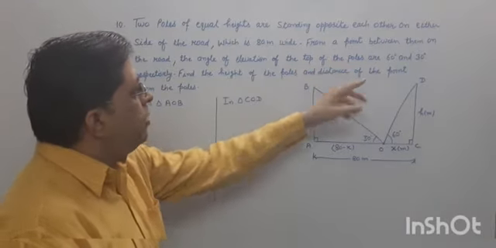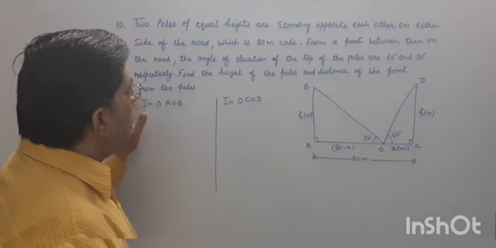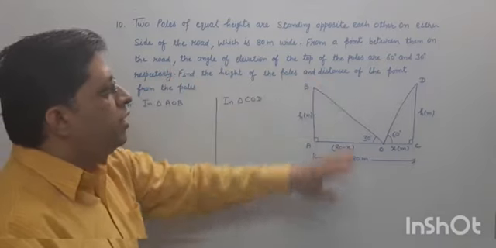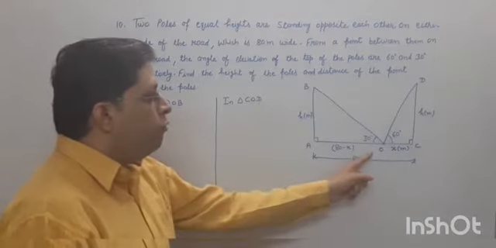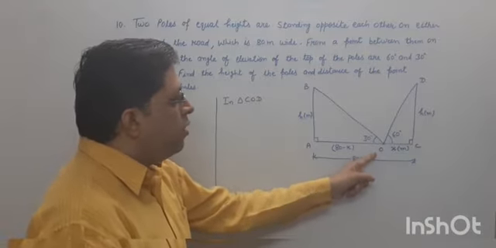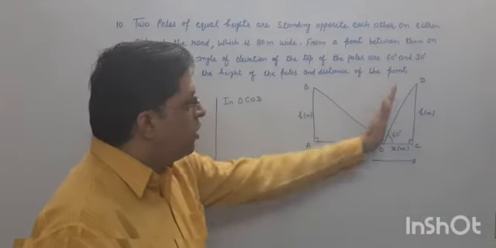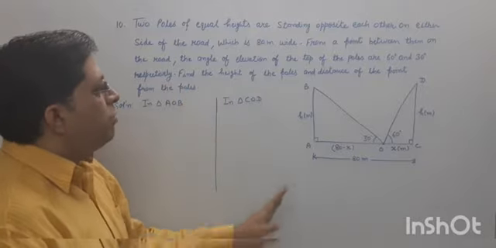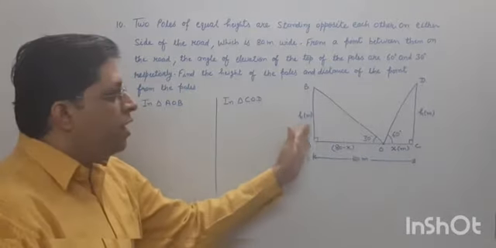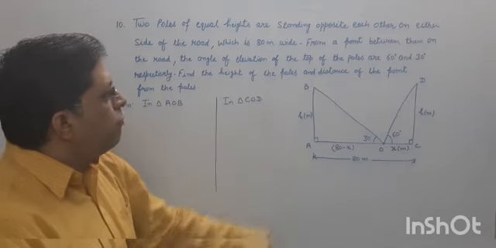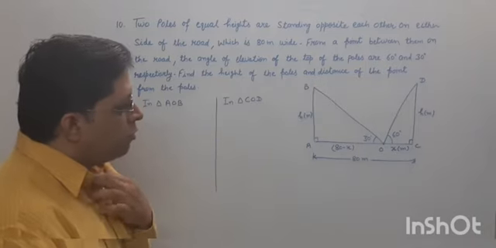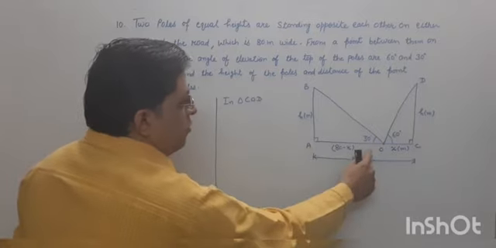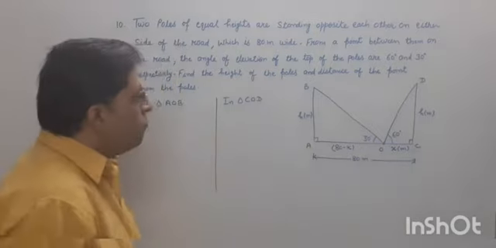From a point between them on the road, the angles of elevation of the tops of the poles are 60 degree and 30 degree. Take one point O; the angles of elevation are given to you as 60 degree and 30 degree respectively. Find the height of the poles, because heights are equal. You can take H, and the distance of the point from the poles. Okay, you have to find the distance from A and from C.